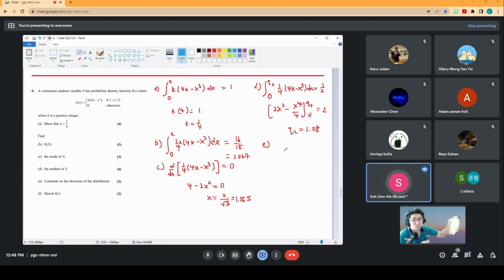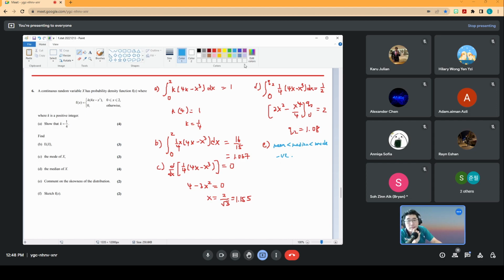So you say it's negatively skewed. How do we justify our answer? Mean less than median less than mode. Therefore, this is negatively skewed. Okay. So far, all the questions that we do are all negatively skewed.